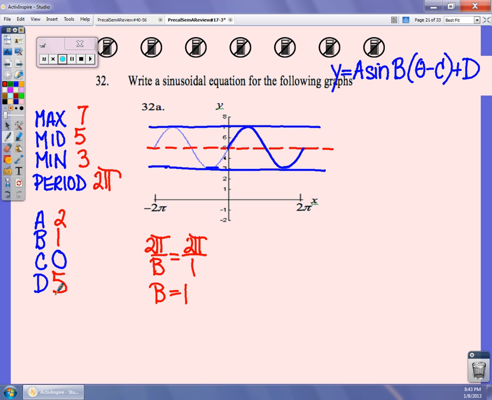So now let's go ahead and write this equation, and we would get y equals 2 sine. We don't need to write the 1. We have theta. No need to put in minus 0. We'll conclude our parentheses there, and then we will add 5 for that vertical shift. And that's our final equation.